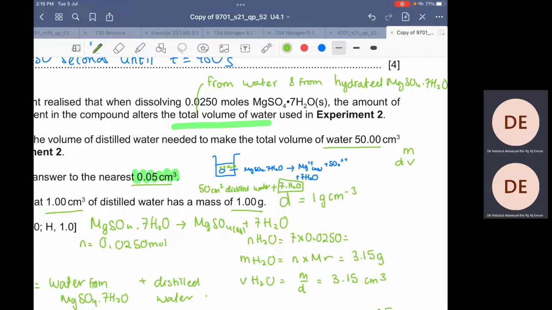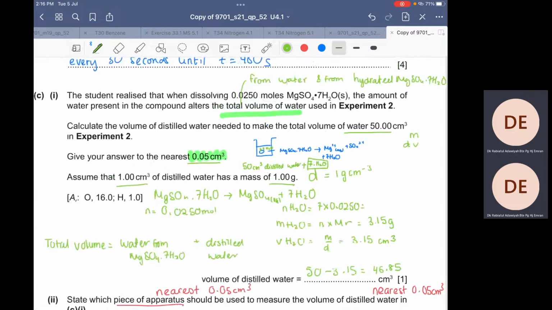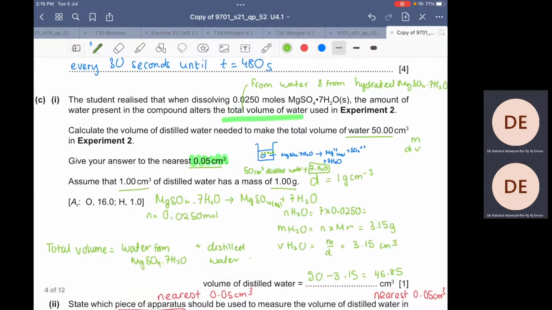Okay, the question is asking, if I already have 3.15 centimeter cube of water, how much distilled water do I need to add on? How do I find that? I want the total to be 50. But 3.15 already comes from the solid. So how much distilled water should I add? Minus, 50 minus 3.15. Okay? So that's how you should do the calculation.